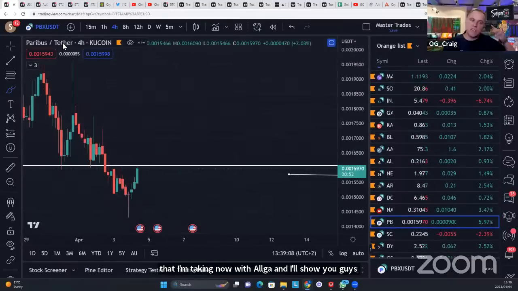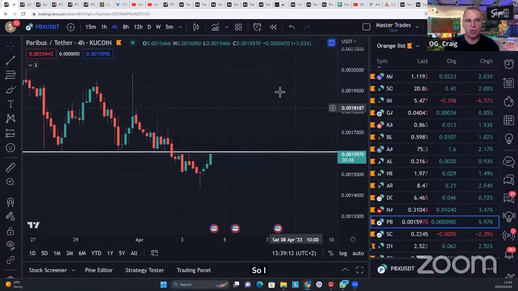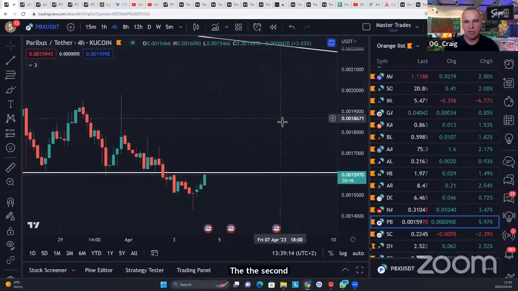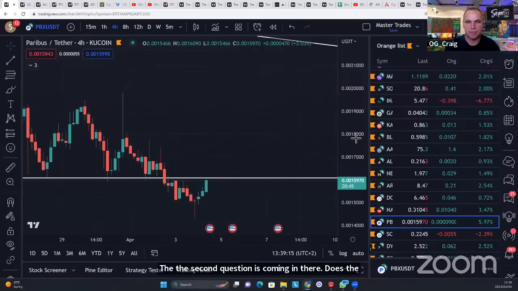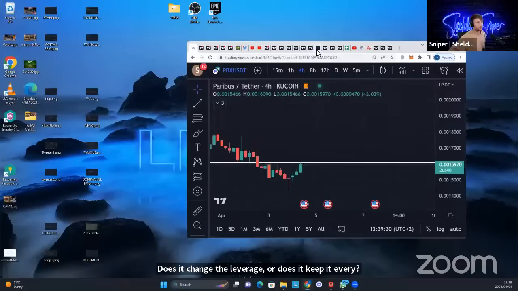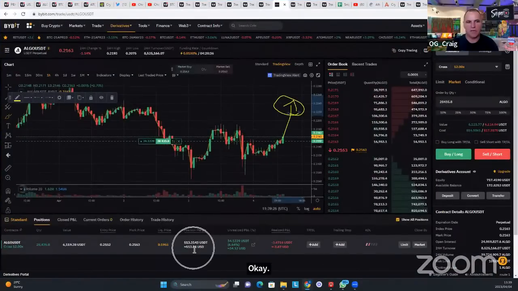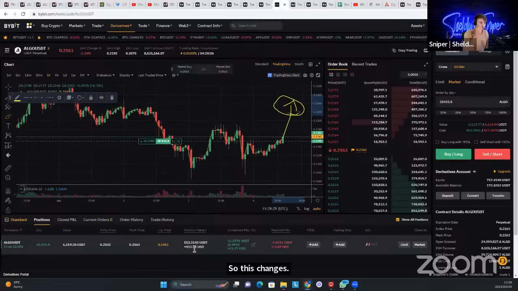So Sheldon, the second question that's coming in there: does the leverage size change when you buy back in? Does it change the leverage or does it keep the leverage the same? The only thing that changes is your margin, the amount of money you're putting in. Okay. If you took a 10x, it stays 10x. No, so yes, but you can raise it if you want, as long as your stop loss is always above. Never go over 10. I'm being naughty and this thing was set as a 12. Don't do what I'm doing.